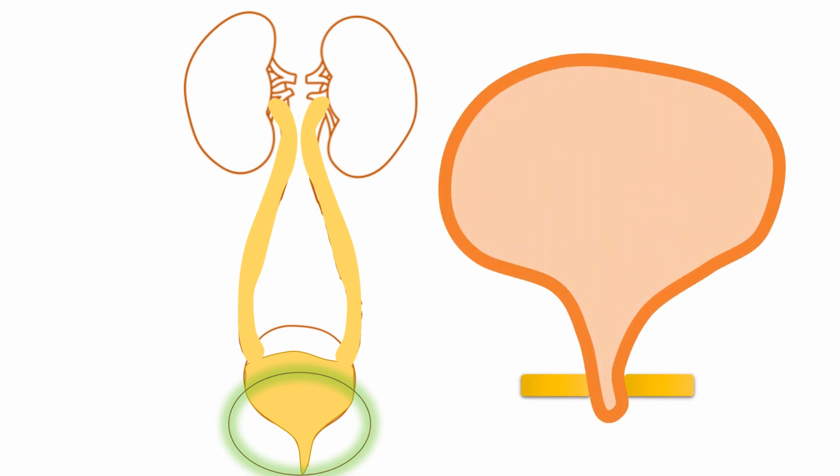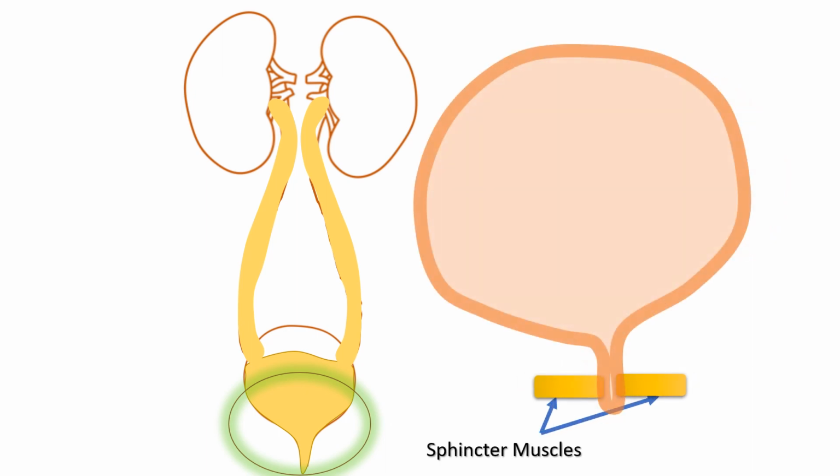We can control our urine. It's because of the presence of a muscle called the urethral sphincter in the urethral region. This muscle is under our control. Because of the movement of the sphincter muscle, we can control urination. The act of urinating is known as micturition.